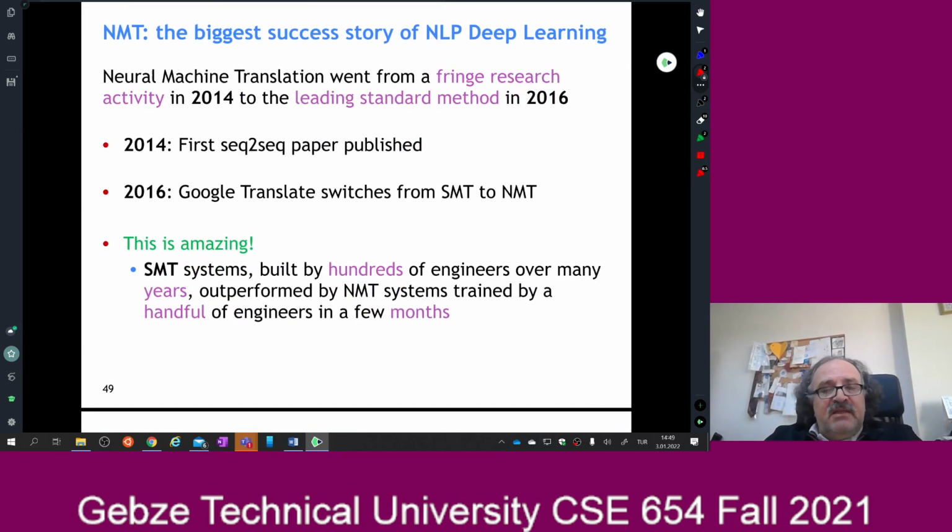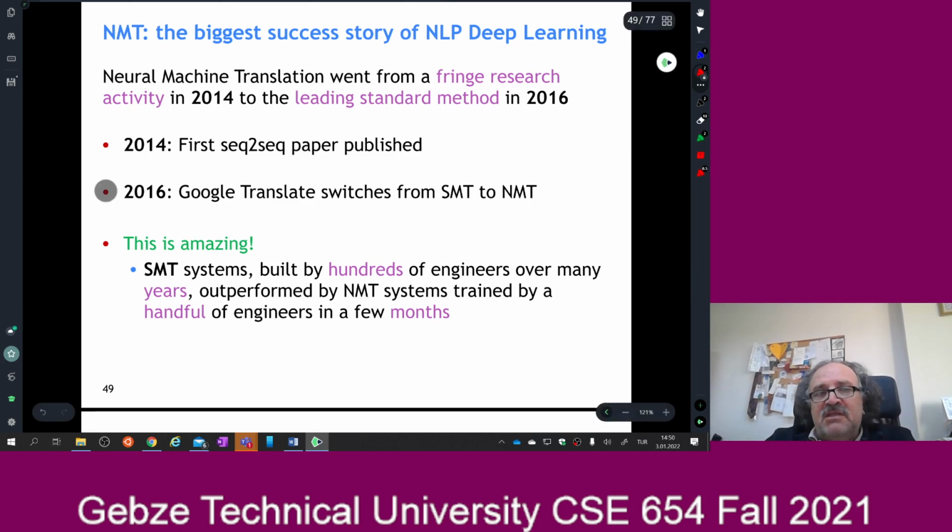Okay, and this slide is very interesting actually. In 2014, scientists published their first sequence-to-sequence neural machine translation systems. That means that's the initial idea.